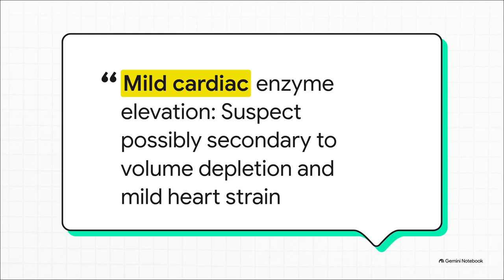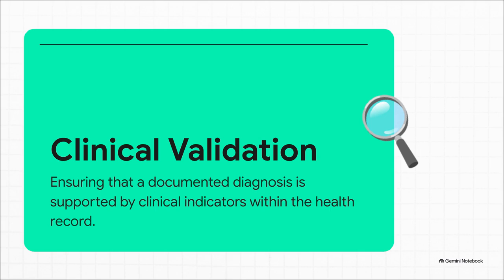But here, a provider is just noting suspected mild heart strain from volume depletion. So is this a true type 2 MI driven by a severe oxygen supply and demand mismatch, or is it simply a non-ischemic myocardial injury? The ambiguity here is an absolute compliance nightmare. This is where clinical validation comes in.